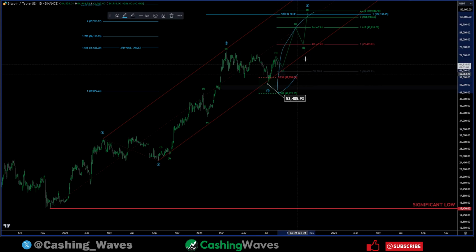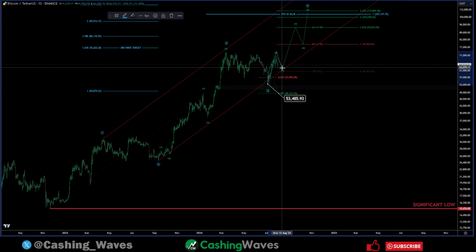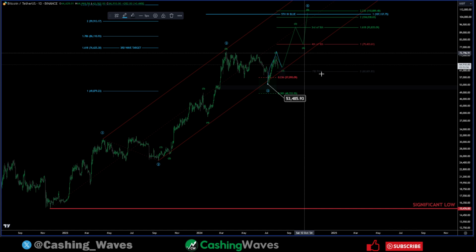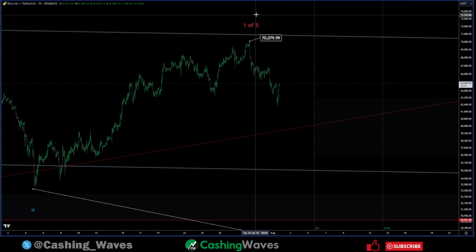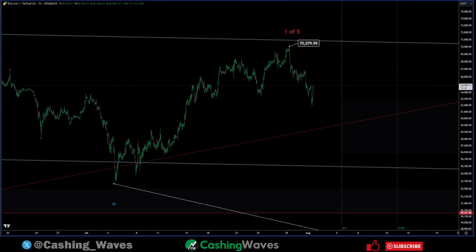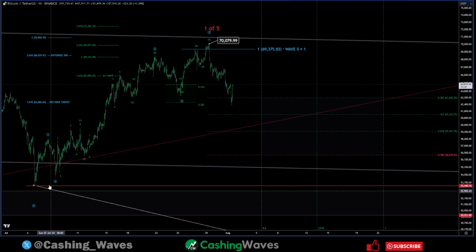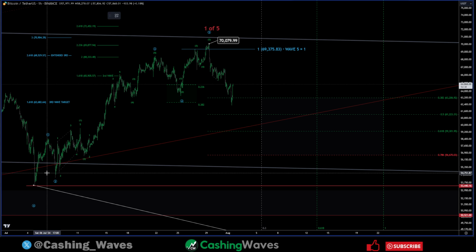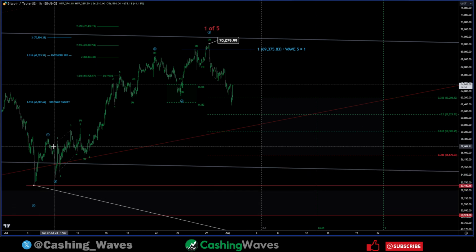Now I'm going to get into the micro count here. Remember, we have a wave 1 working on a wave 2 within this 5th wave of the larger trend. I have that marked here for you, wave 1 of 5 of the 5th wave. Okay, this is how we end up having our primary count. That's our 4th wave low. You can see right here, I have marked off at 53,440.